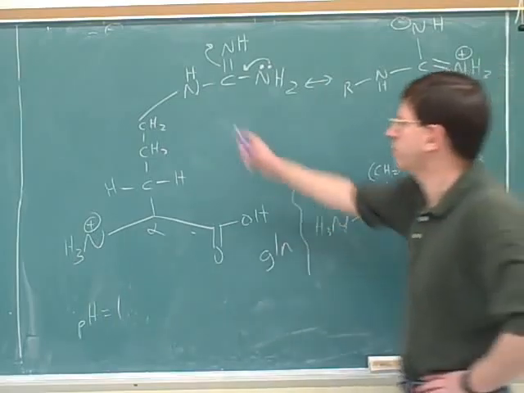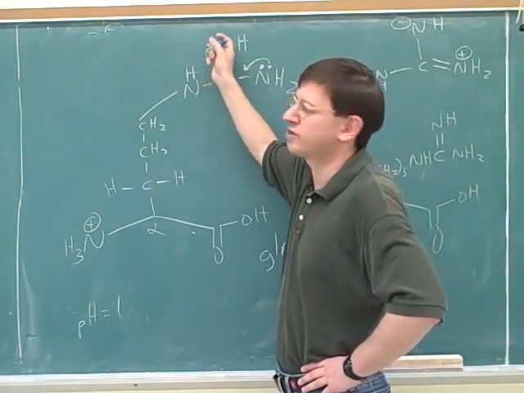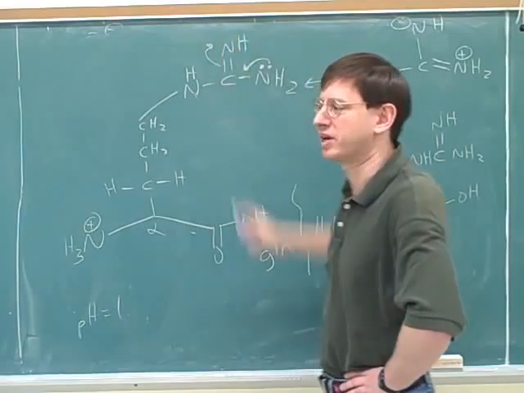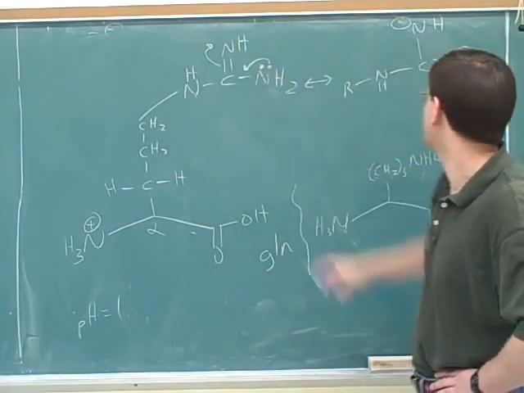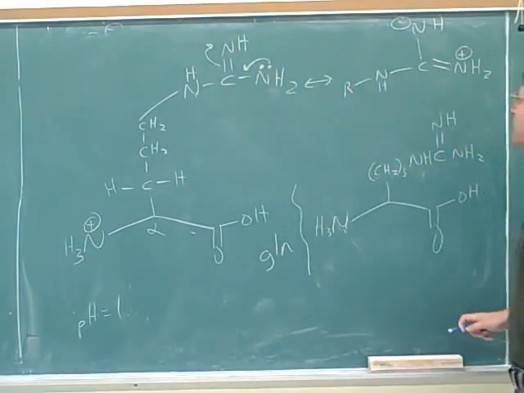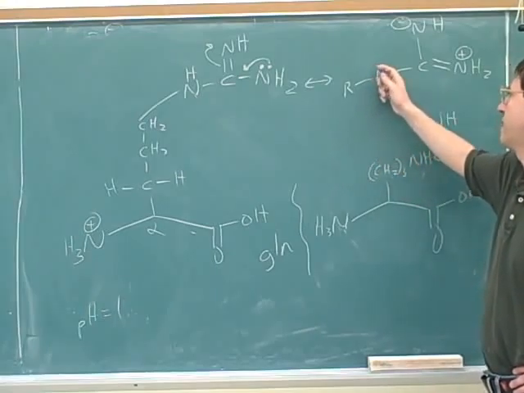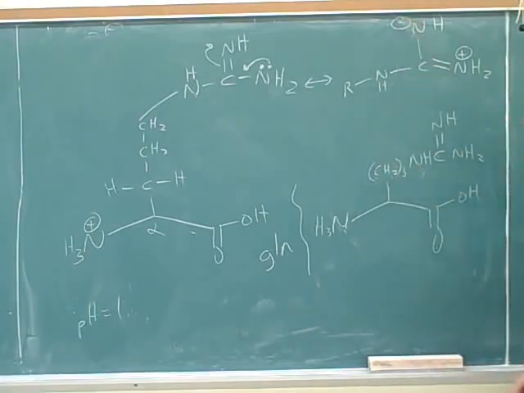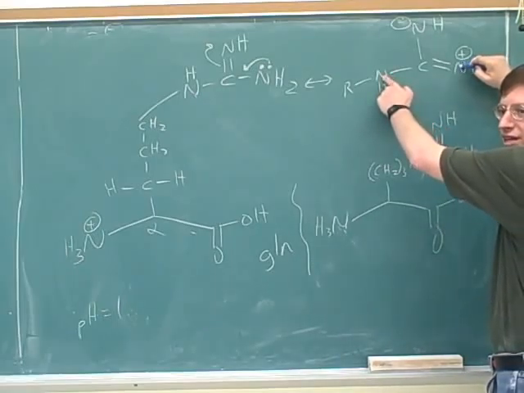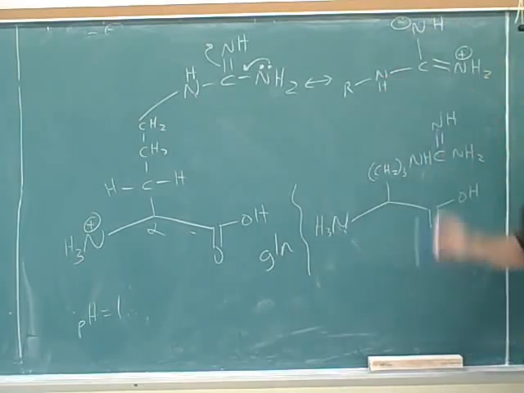There's another resonance structure where this lone pair moves over, and that would give us another reason there's a negative charge up here. That's very similar to what we have over here as well. So that's right. There's another resonance structure where this lone pair moves over, and then we get this negative charge. Both of those resonance structures indicate these two nitrogens are not basic, but this nitrogen is basic.